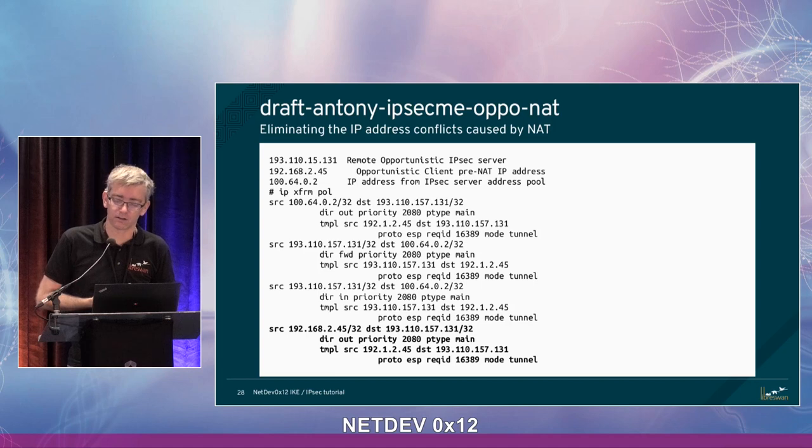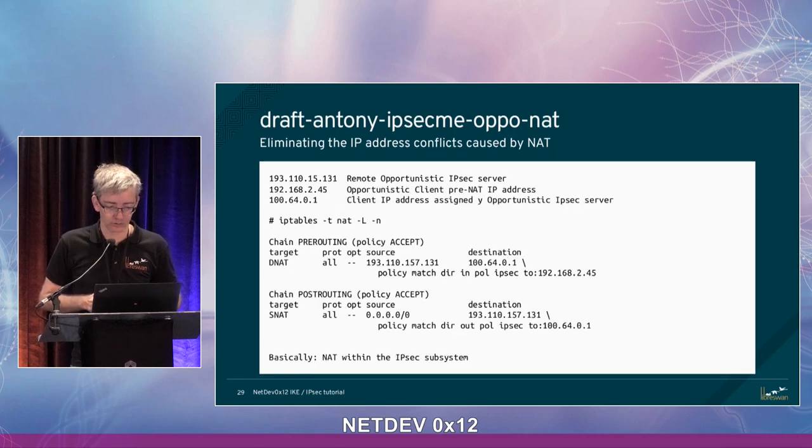So in the case that NAT is detected, for the opportunistic IPsec case, the server actually gives you an IP address. In this case, you can see it's the top entry, actually the 100.64.0.2 entry. It will use that for the actual IPsec connection, but then it will use the one from your Wi-Fi as an additional policy, and it will get translated with iptables rules to match. So basically what we're doing is NAT inside the IPsec stack, just to make sure that we don't have this problem where you're on a private IP that's used by other people.